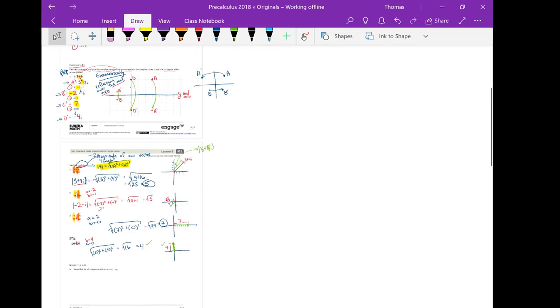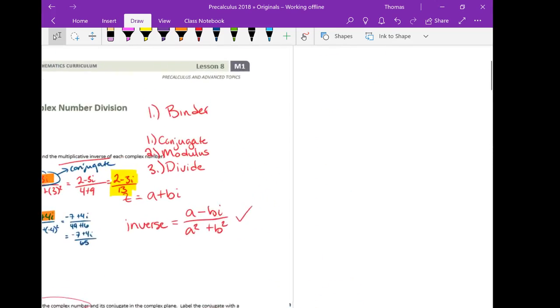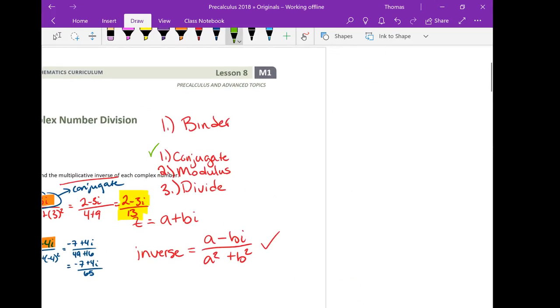So those are the first two things that we needed to focus on today. Remember, we were going to talk about the conjugate. We saw that algebraically and geometrically. We saw our modulus algebraically, geometrically. And then next, we're going to talk about division.